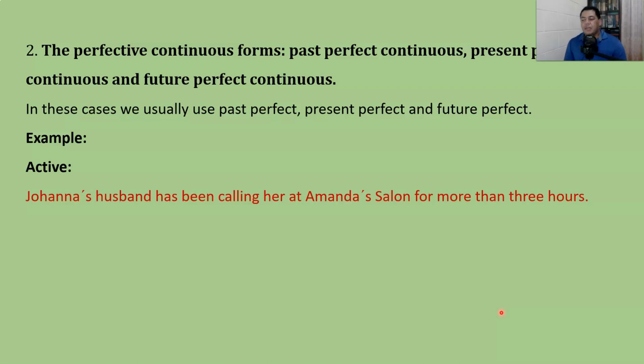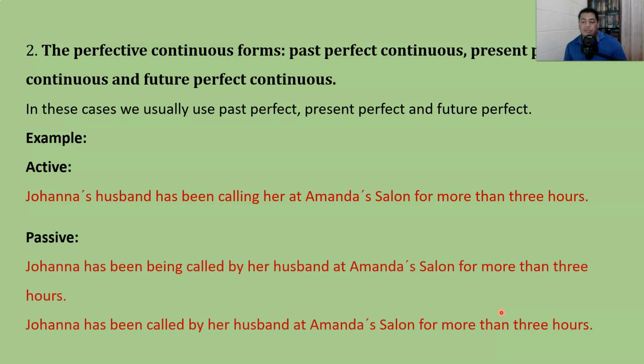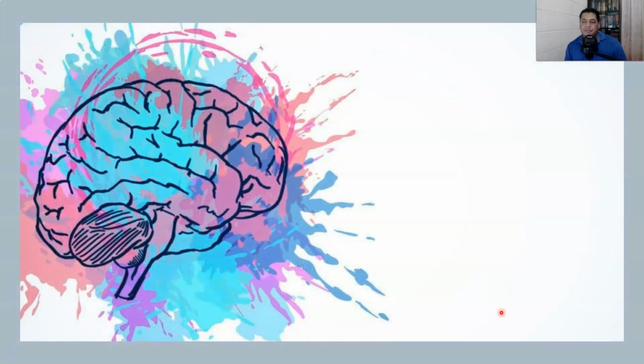Check this example. Joanna's husband has been calling her at Amanda's salon for more than 3 hours. Has been calling, yes? Present perfect continuous. So in passive, if I say Joanna has been being called by her husband at Amanda's salon for more than 3 hours, it's too wordy. So it's better if I say Joanna has been called by her husband at Amanda's salon for more than 3 hours. It's a more effective sentence because it uses fewer words in the verb, right? So perfect progressive forms, let's not use them in passive voice.